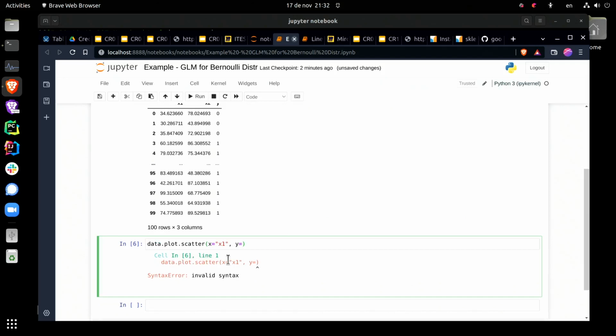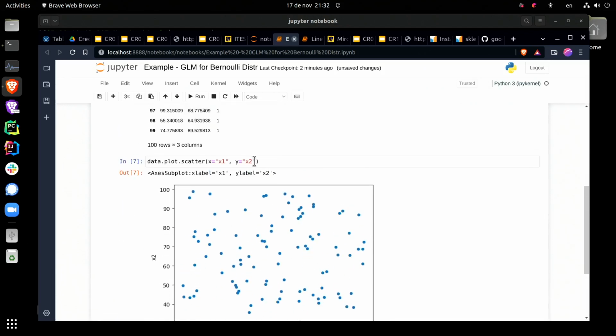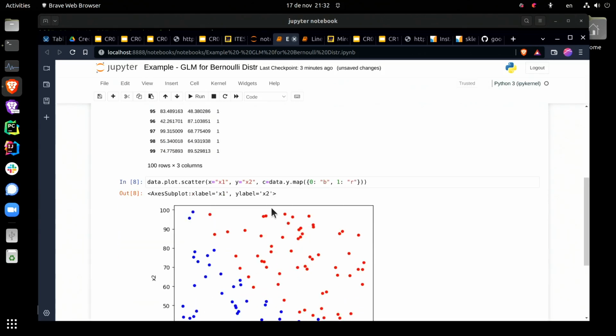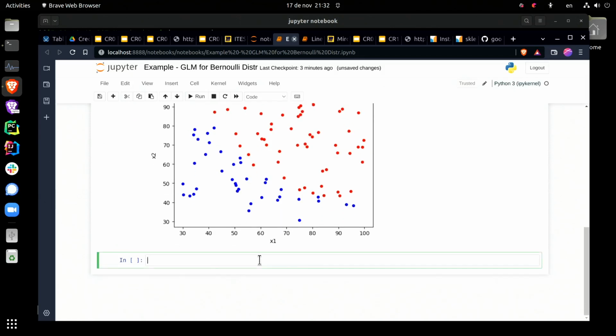So let's plot with a scatter plot x1 and x2. Okay, so these are our data points. Let's add a color. Whenever we have 0, let's use a blue color, and 1, let's use a red color in here. Okay, so this is our data set, and we want to differentiate between the blue and the red dots. That will be our objective now.